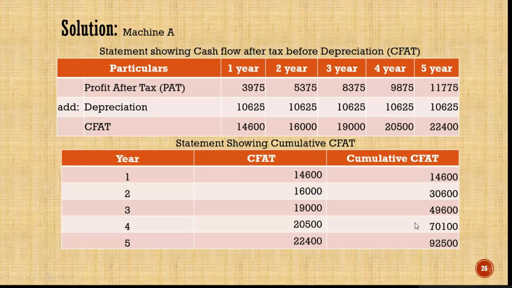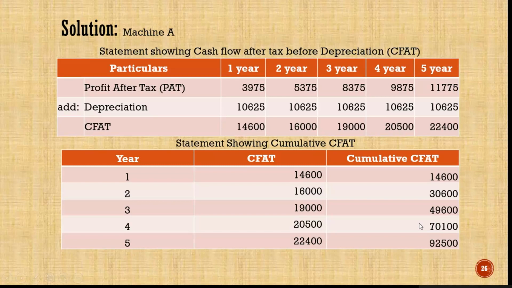So you can see here, as the amount of investment is more than 50,000, at the end of the third year we receive 49,600, and at the fourth year, it is 70,100. That means the payback period must be lying in between the third and fourth year.